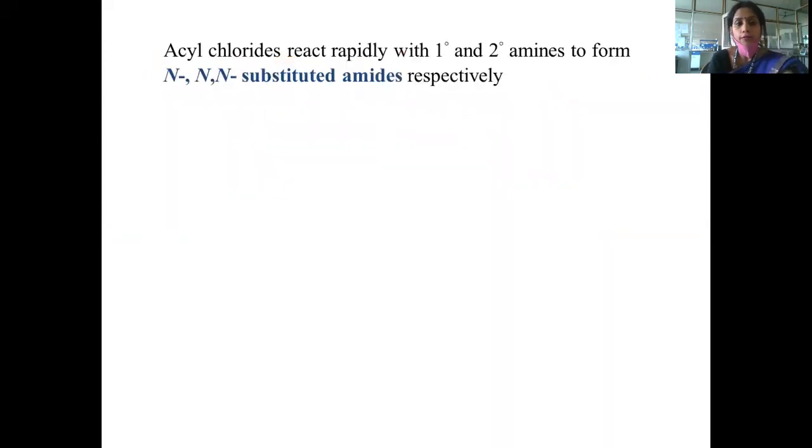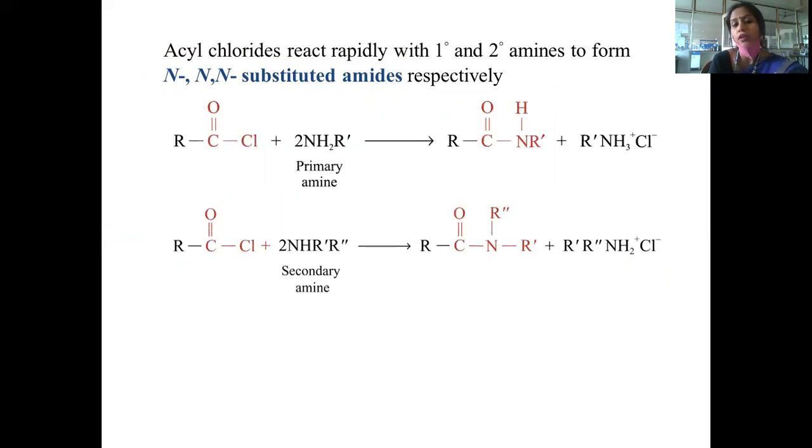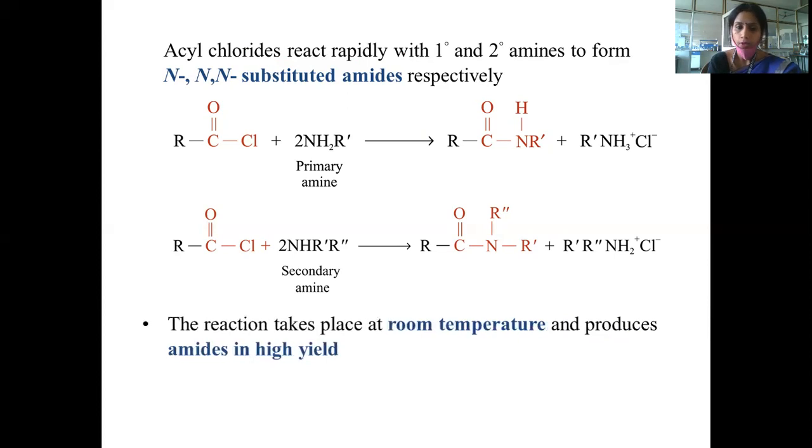Similarly, if in case of ammonia we use primary amine or secondary amine, respective products will be obtained. In case of primary amine, the amide obtained will have an alkyl group, so it will be called N-substituted amide. If it is a secondary amine, which already has 2 alkyl groups, and that gets incorporated and forms the amide, it will be named N,N-disubstituted amide. This reaction occurs at room temperature and gives a good yield of the amides.